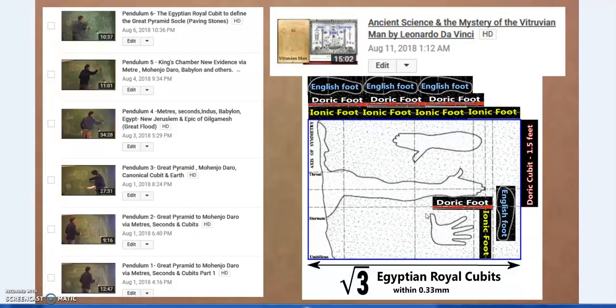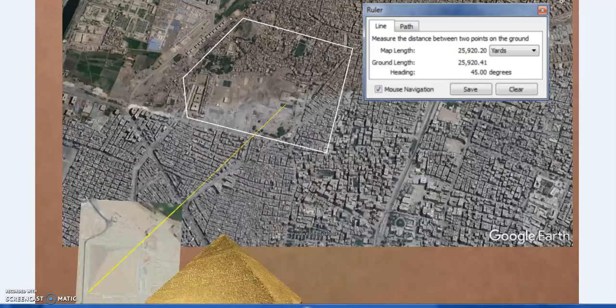There are very symbolic connections between the Doric and Ionic foot, as well as the allegedly modern English foot, which are actually all here in the Salamis stone, which was embedded nicely for us in Vitruvian man as well, but also the square root of 3 Egyptian royal cubits being the base there, again within 1/3 of a millimeter.